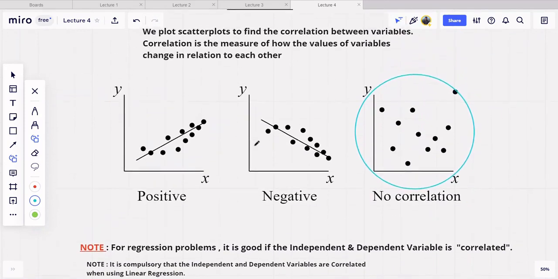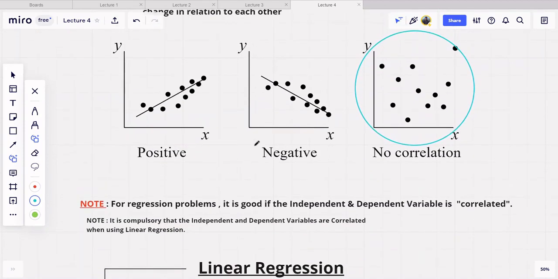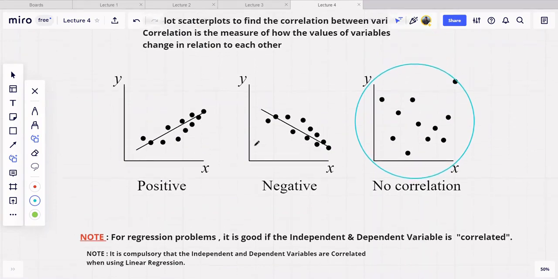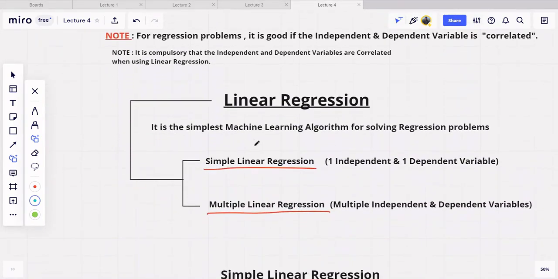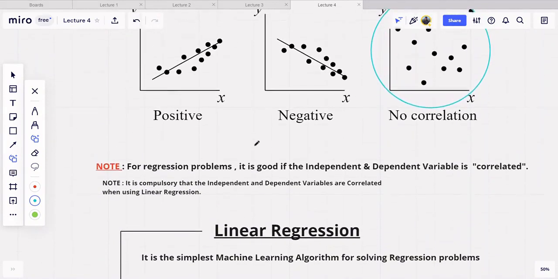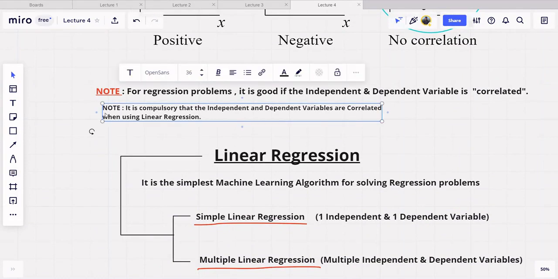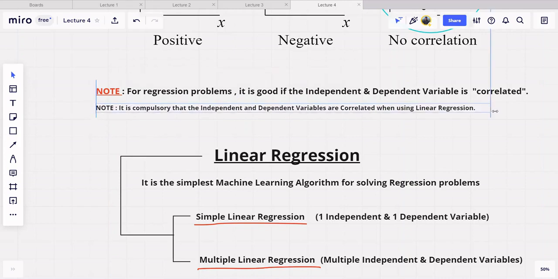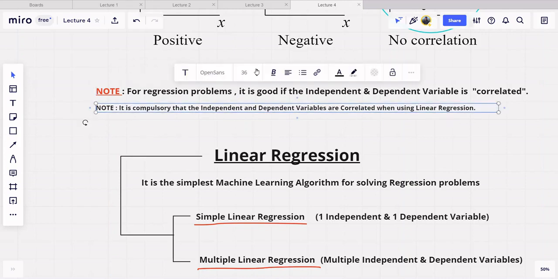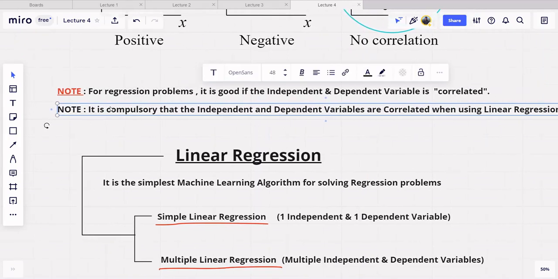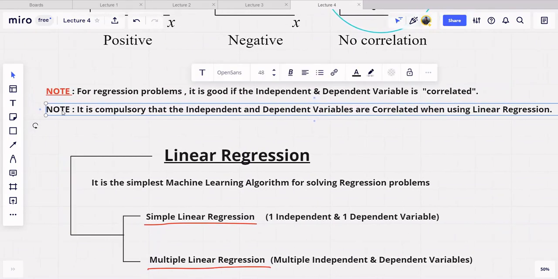Again, for any regression problem, it is good that the independent and dependent variables are correlated. Also, another point to note is that whenever you are using linear regression, it is compulsory that there should be at least some correlation among the independent and dependent variables. Now I will tell you why this is important.